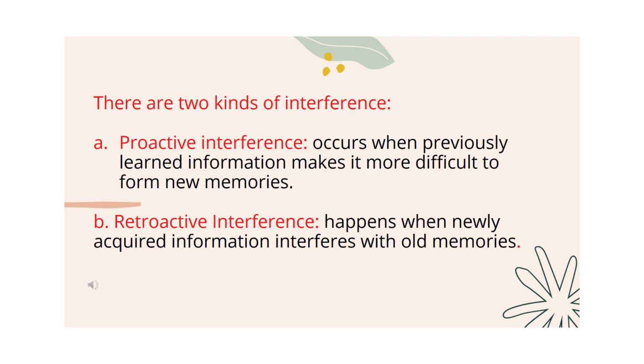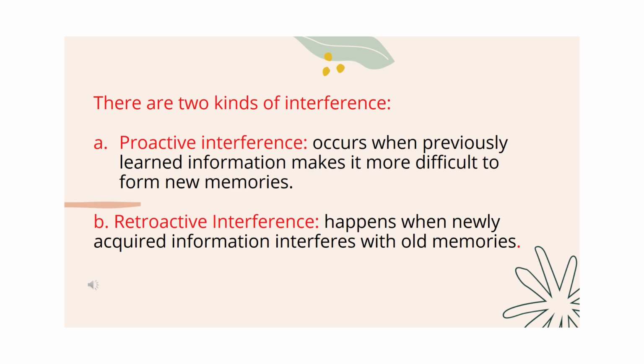So when we say proactive interference, it occurs when previously learned information makes it more difficult to form new memories. So dahil sa old or previous memories or information na meron tayo, kaya nahihirapan tayong alalahanin ang new information or memories. So for example, pinalitan natin ang locker combination natin. So 'di ba may tendency na yung old password or dating combination pa rin ang nailalagay natin kasi familiar na yon sa atin.